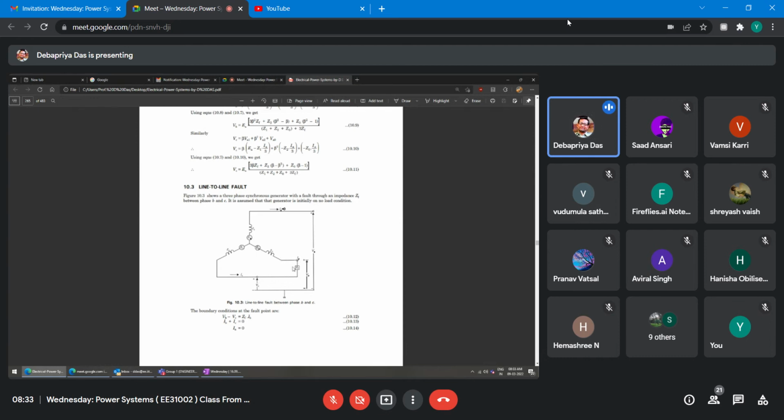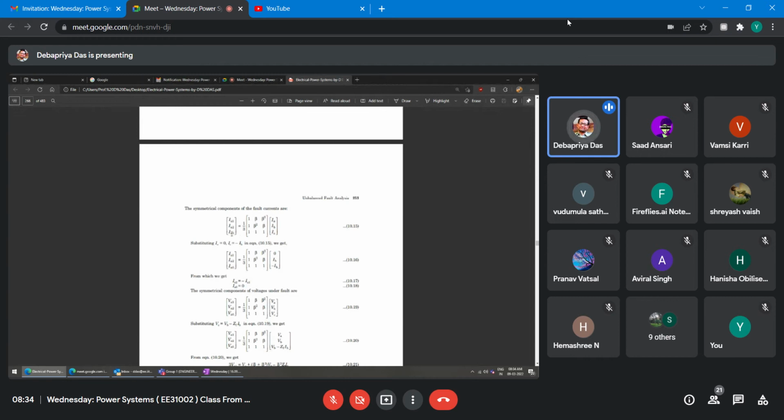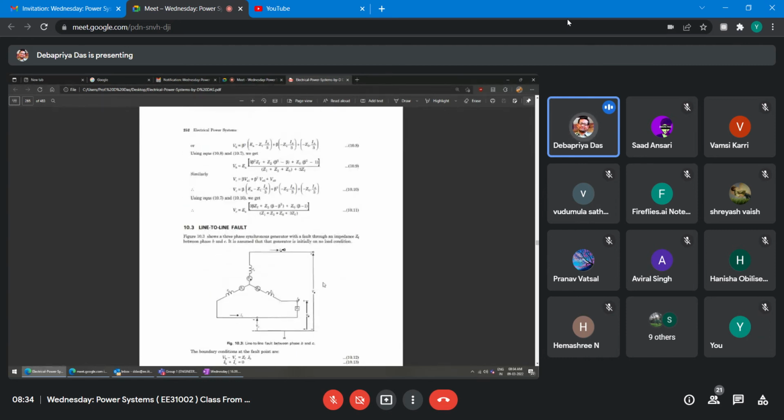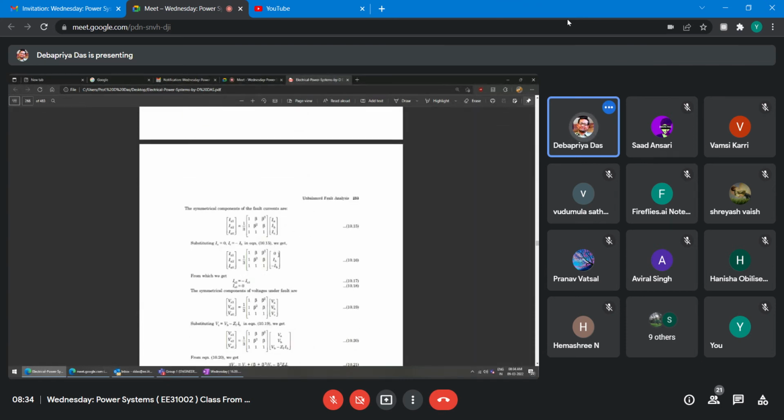It is downward, right? And IC is entering, but it is the same simple circuit. So IB is equal to minus IC, right? So VB minus VC is equal to ZF into IB, and IB plus IC is 0, and IA is 0. That is, IC is equal to minus IB. This is the condition. Now we know the same relationship: IA1, IA2, IA0 is equal to one third of this matrix times IA, IB, IC, right? So for a line to line fault, IA is 0 and IC is equal to minus IB.